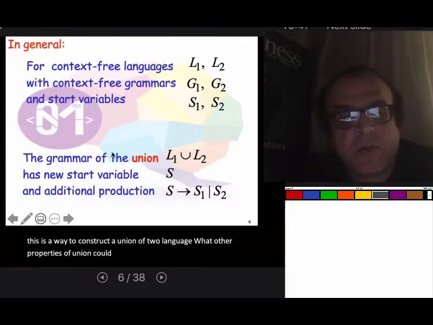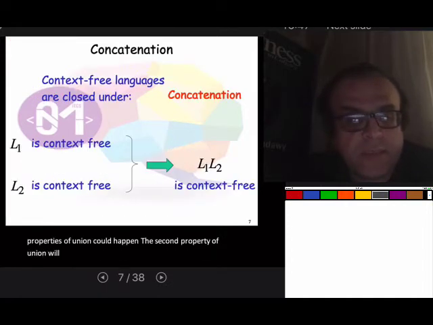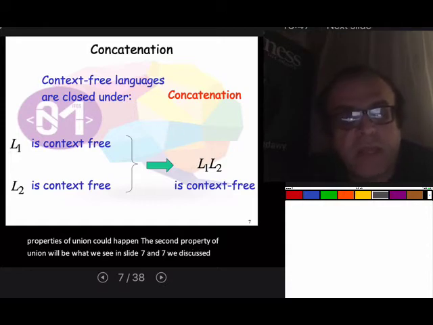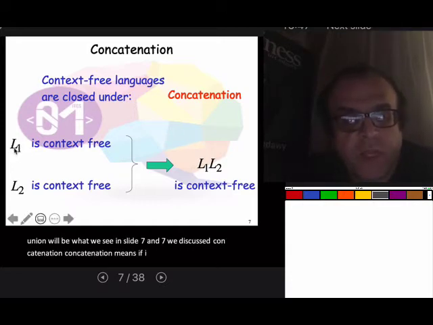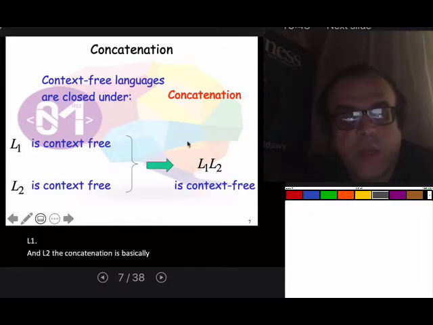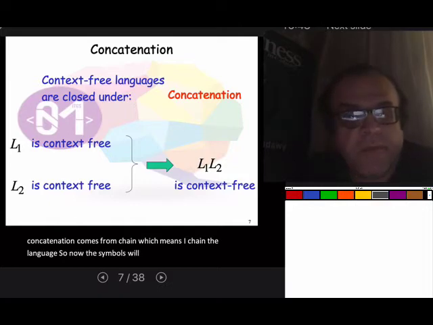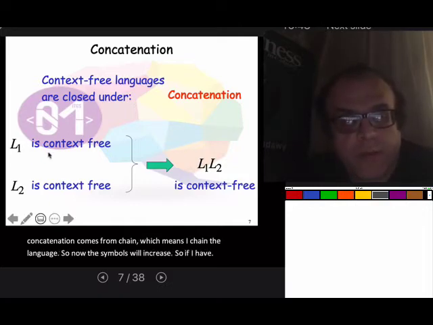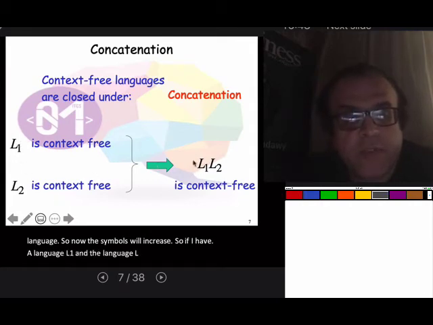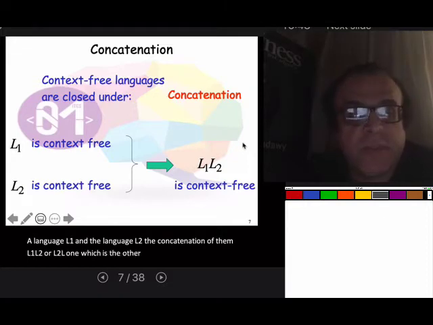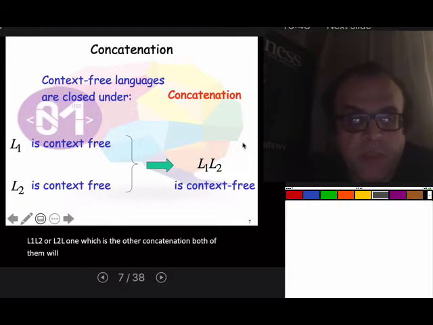What other properties could hold? The second property is what we'll see in slide number 7: concatenation. Concatenation means if I have languages L1 and L2, the concatenation is L1L2. Concatenation comes from chain, which means I chain the languages, so now the symbols will increase. If I have a language L1 and a language L2, the concatenation of them, L1L2 or L2L1, which is the other concatenation, both of them will be a context-free language.